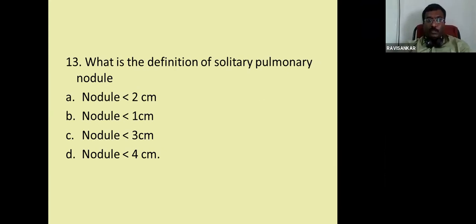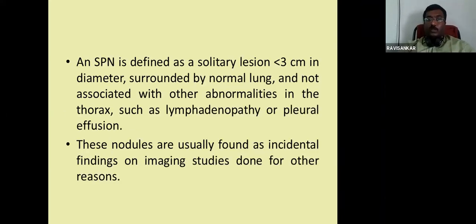What is the definition of solitary pulmonary nodule? Yes. Solitary pulmonary nodule is defined as a solitary lesion less than 3 centimeter in diameter, surrounded by normal lung, and not associated with any other abnormalities in the thorax, such as lymphadenopathy or pleural effusion. Less than 3 centimeter and not associated with any other morphological changes in the thorax.